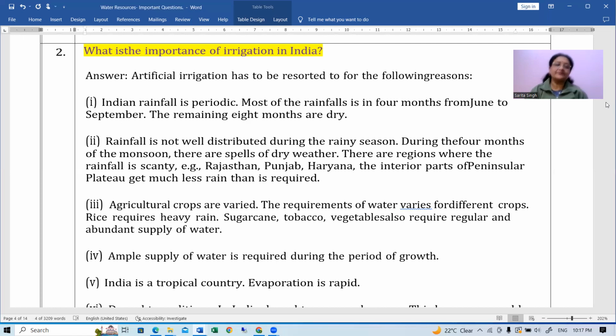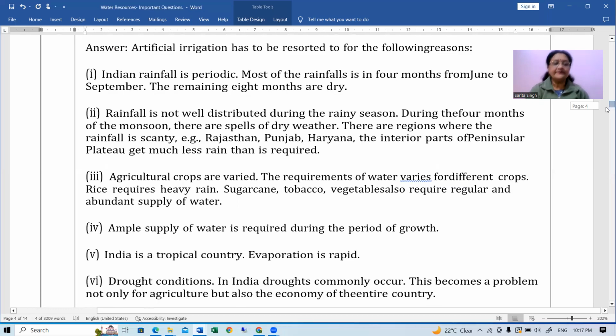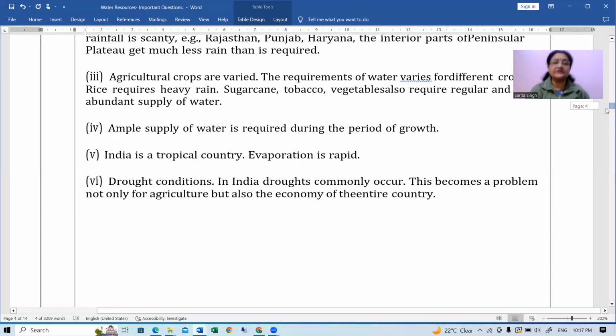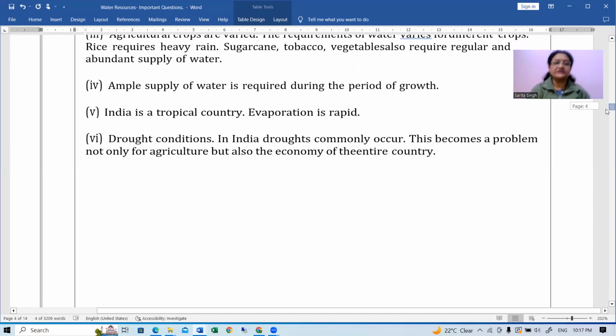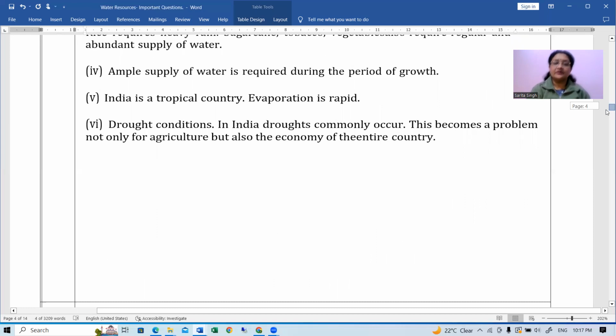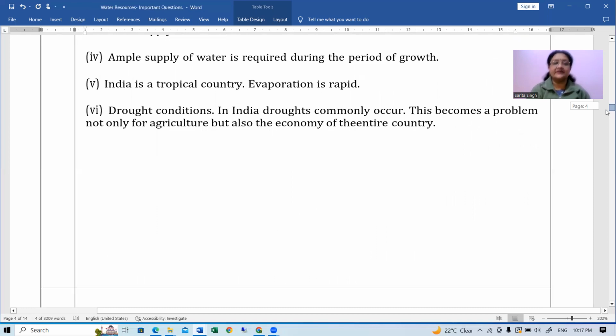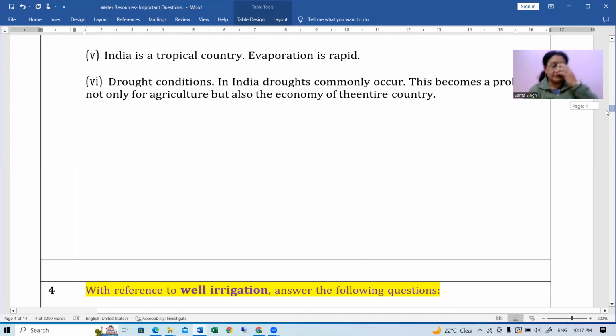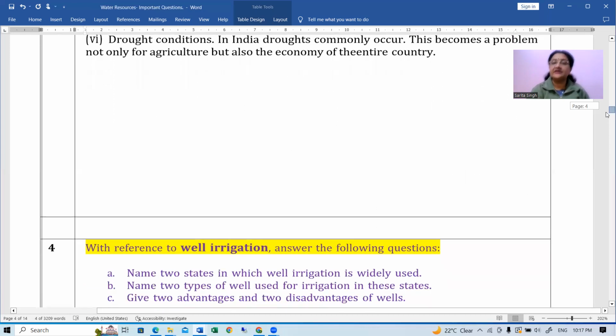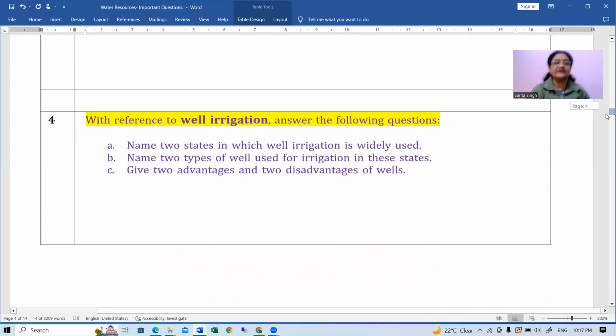Then ample supply of water is required during the period of growth of different crops. Then next, India is a tropical country and evaporation is quite high, because of hot conditions. Then drought conditions are seen in India, right? In several areas, you'll find the rainfall is quite less, and that makes drought-like conditions develop. So there again, we need to provide the irrigation facilities.